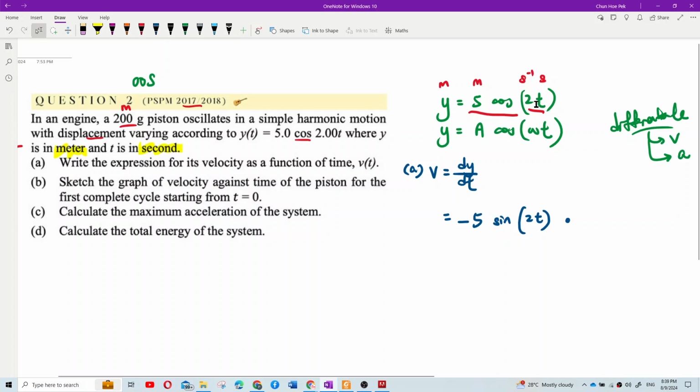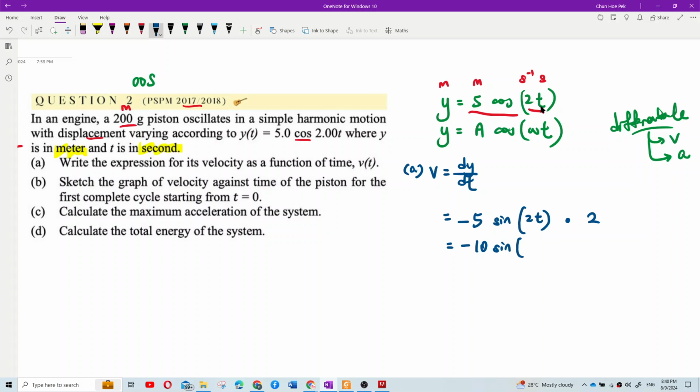Then you differentiate inside, differentiate versus t. The t goes away, so tinggal 2. Differentiate 2t, we get 2. Kamu faham gak ini? Kalau tak faham, nanti you jumpa saya lah, ya.